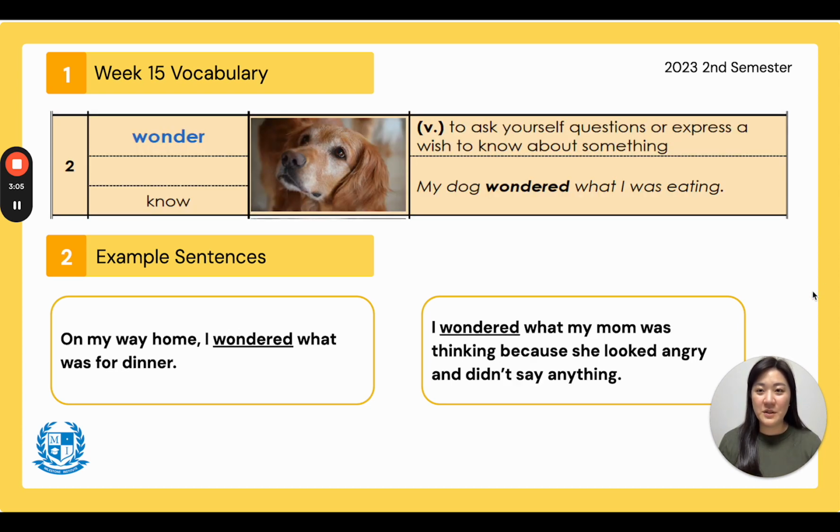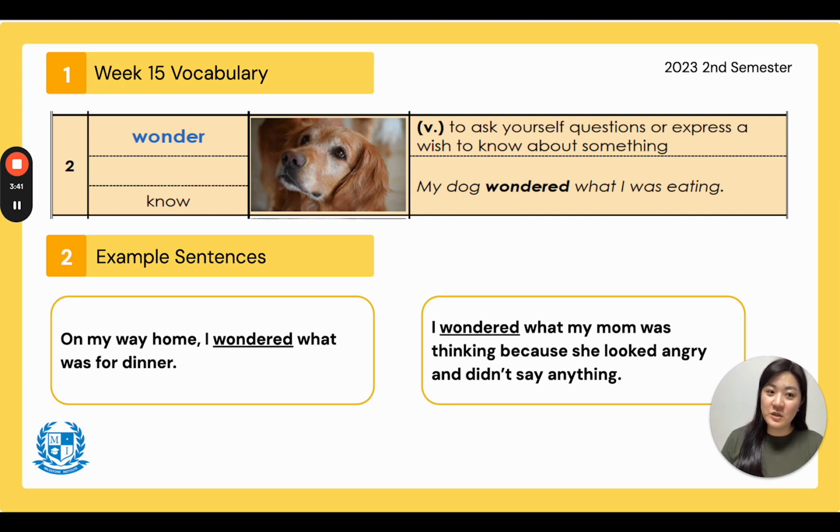Number 2, repeat after me and say wonder. Wonder. And the antonym is to know. And the part of speech is a verb, and the definition says to ask yourself questions to express a wish to know about something. So you're wondering, you're thinking about something, you're like, I wonder. I think this, and I think that. I'm not sure. So the example sentence says, my dog wondered what I was eating.